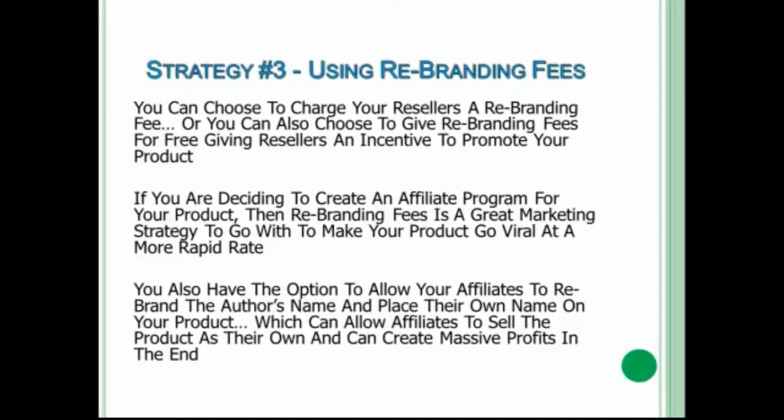You also have the option to allow your affiliates to rebrand the author's name and place their own name on the product, which can allow affiliates to sell the product as their own, and then they can create massive profits in the end. This particular strategy is used by many marketers, and many have found that it generates a lot more profits because they are then allowed to offer the product with their name on it. This makes it easier for affiliates promoting your product to their network.